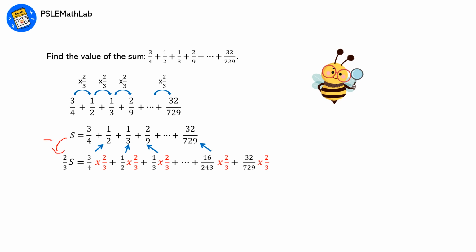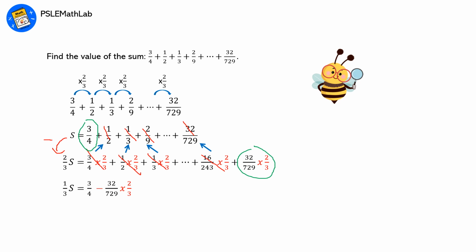So when we use S minus 2/3 of S, we actually can cancel all these. Cancel, cancel, cancel, and cancel. So here we are actually left with the first term minus the last term. So 1/3 of S equals 3/4 minus 32 divided by 729 times 2/3.